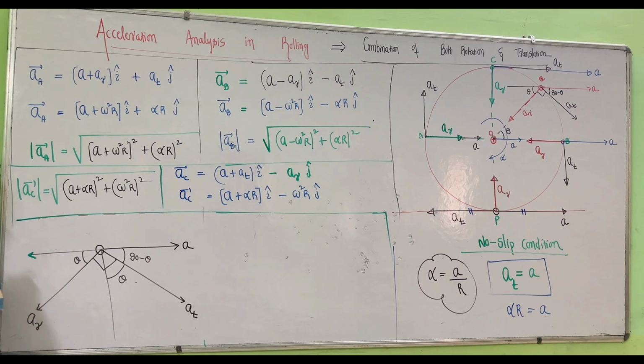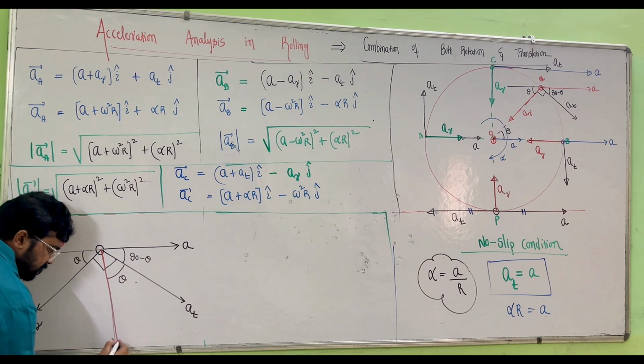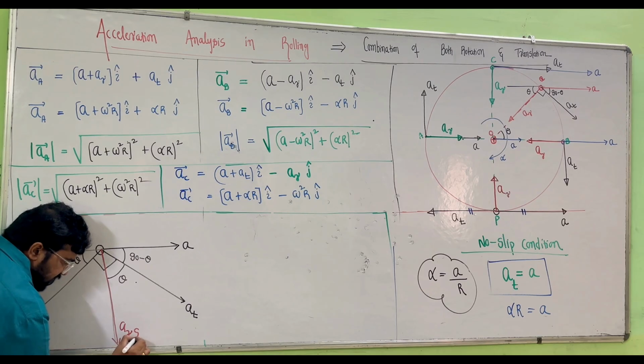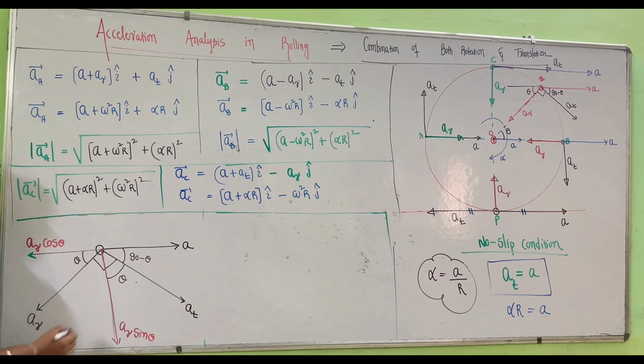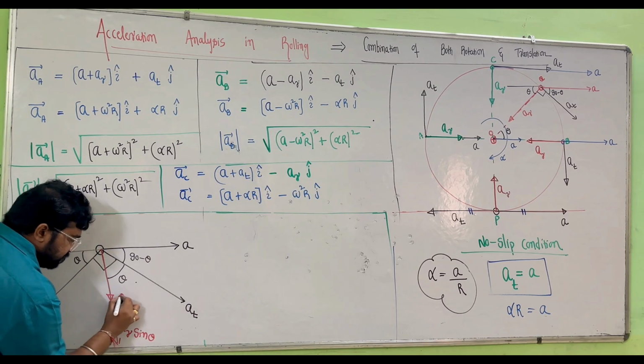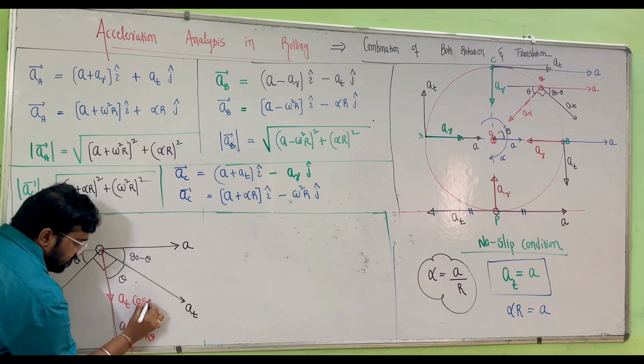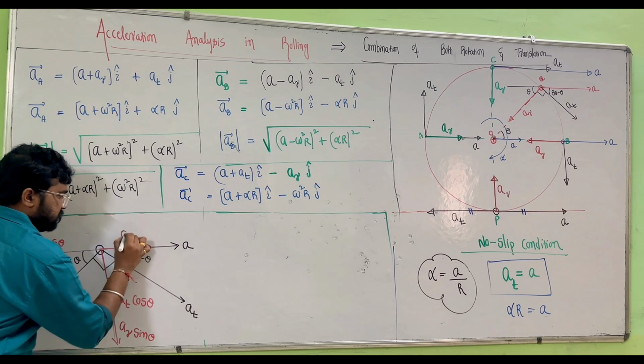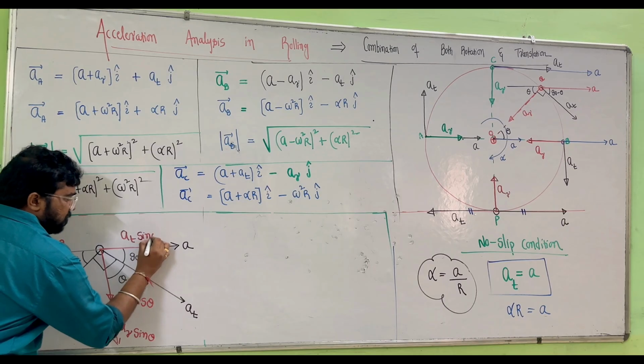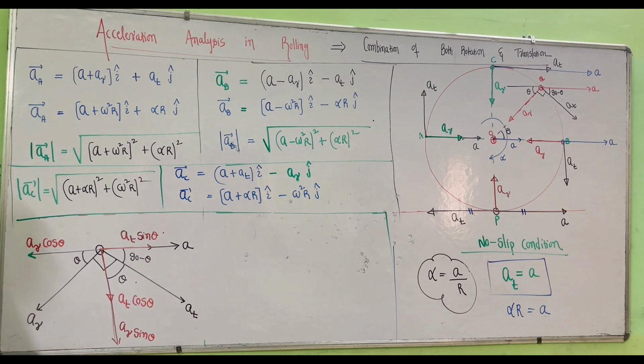So now tell me, what is the horizontal component? The component adjacent to theta is the cos component. AR cos theta, AR sin theta. Then AT: AT cos theta, AT sin theta. Are you getting the same? AT cos theta, AR sin theta, AT sin theta.